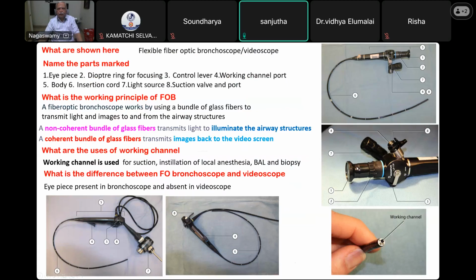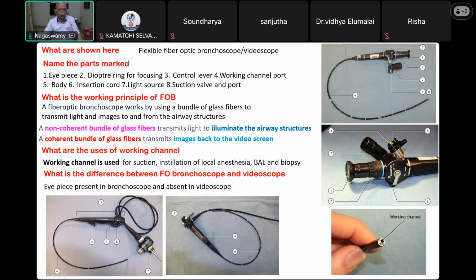So this is not called flexible fiber optic bronchoscope, where the eyepiece is attached and you have to look through the eyepiece bending your head. That is called flexible fiber optic bronchoscope. On the contrary, if you attach it elsewhere and you don't have an eyepiece, that is called a videoscope, flexible fiber optic videoscope, because you will be seeing through the monitor. So the eyepiece is present in the bronchoscope and absent in the videoscope.